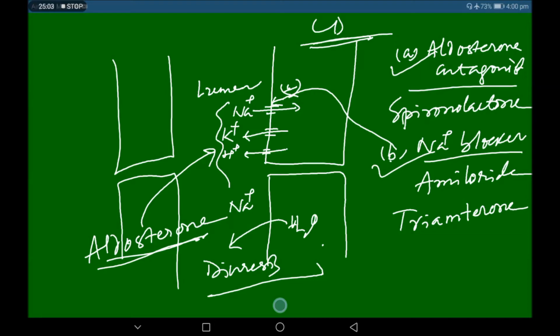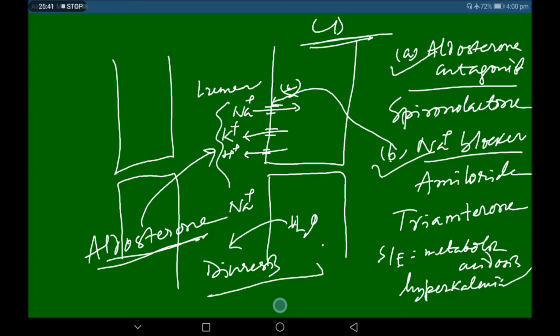To know the side effects, this is again useful. When sodium is reabsorbed in the collecting duct, there is excretion of potassium and hydrogen, so the acid base balance is also regulated here. If we inhibit the sodium reabsorption, there will be inhibition of excretion of potassium as well as hydrogen. So the side effects here will be metabolic acidosis and hyperkalemia.